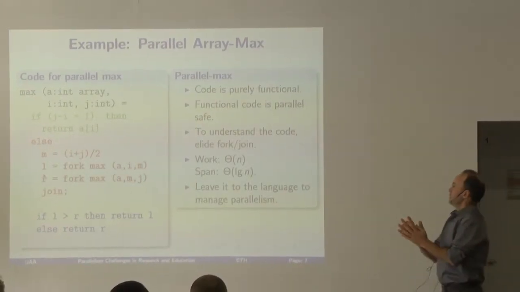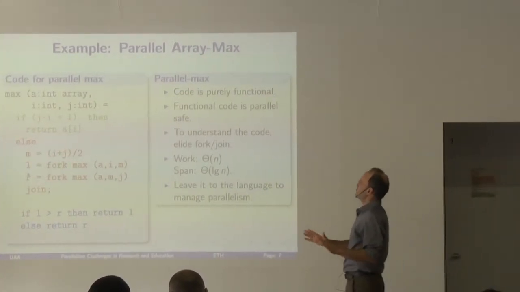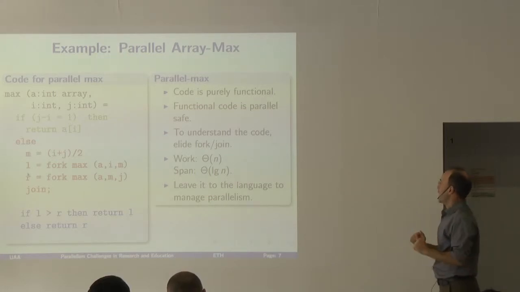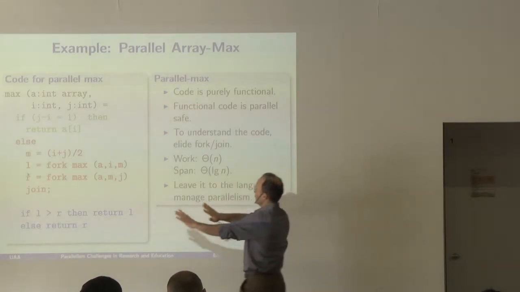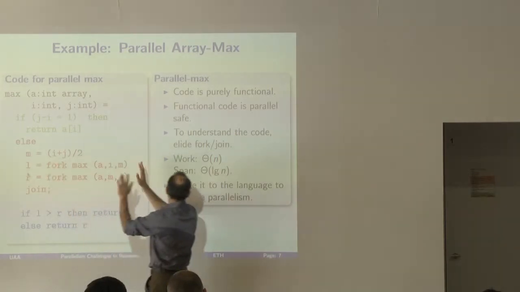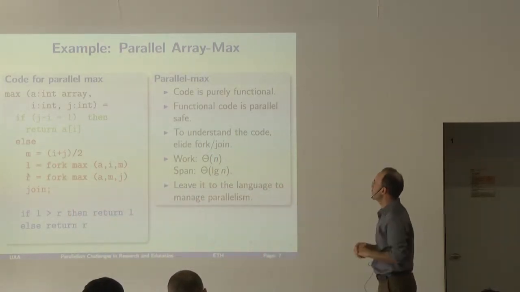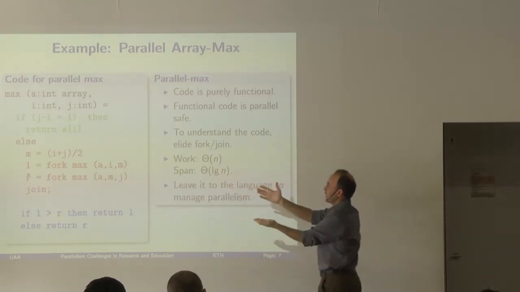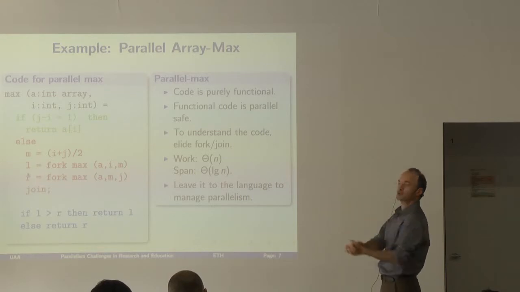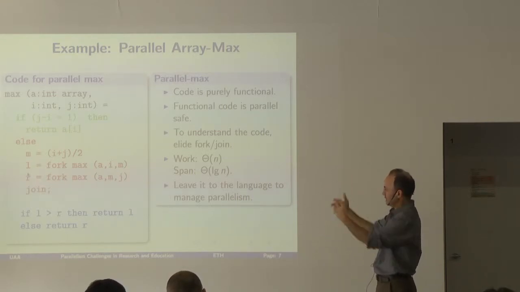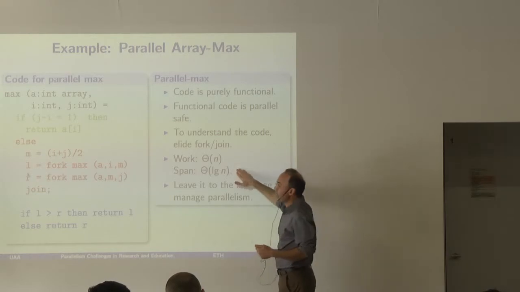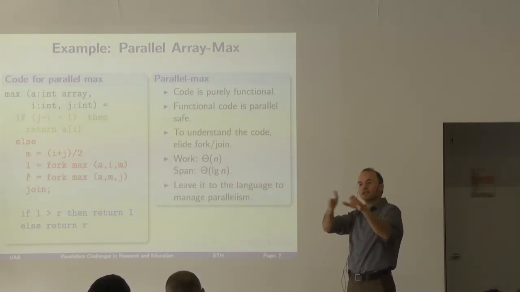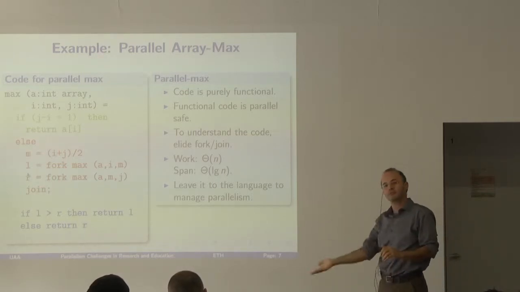So an important point is that purely functional code is parallel safe, because you just can't have data races, period. Okay? And to understand this code, we just basically erase fork and join, and then we have regular serial code. Now, we can analyze the work and span. To analyze the work, we simply analyze the amount of work that this call does. We can prove that it's linear because it goes through each element one by one. And then span is the longest chain of dependencies. We can prove that it's logarithmic because it divides the array in the middle every time it recurses, so this span is logarithmic.